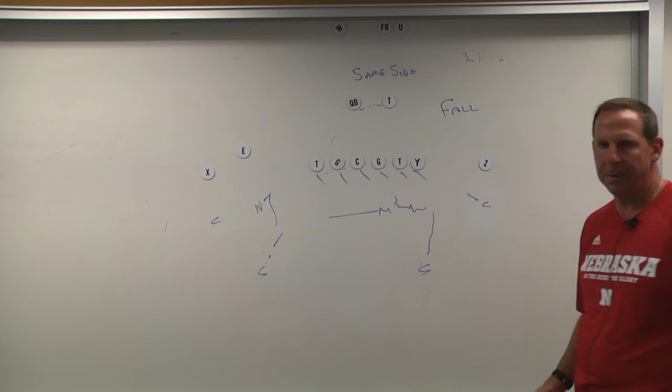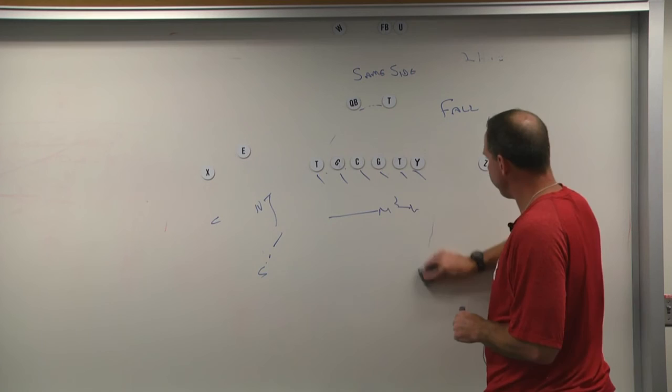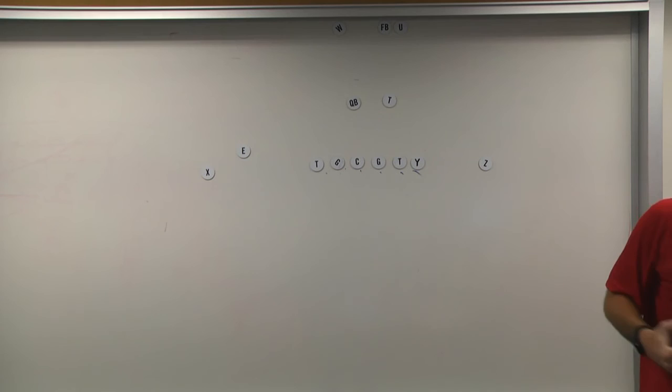So you have to understand the concept, because same side plays are going to change what your run responsibility is on the snap. So everybody has to understand that. But as far as what your keys are, where your eyes transfer to, the line zoning one way or the other is just telling you where to fall to, where your run fit goes. But what you do with your eyes doesn't really change.